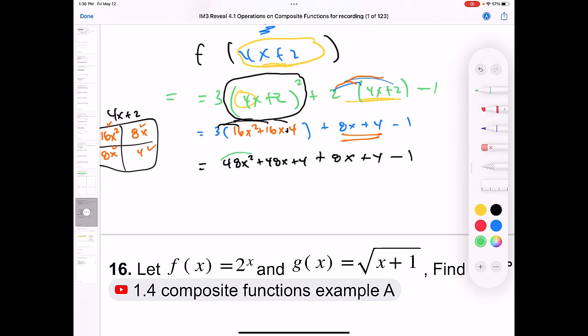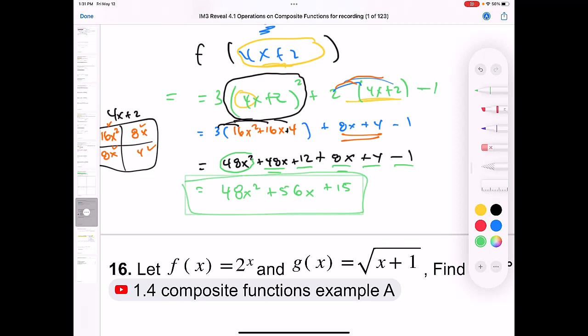And then we'll just combine like terms, so nothing here. These are my x's, so that'll become 56x. This one should have been a 12. So 12 plus 4 plus -1 will be 15. And this will be our answer.